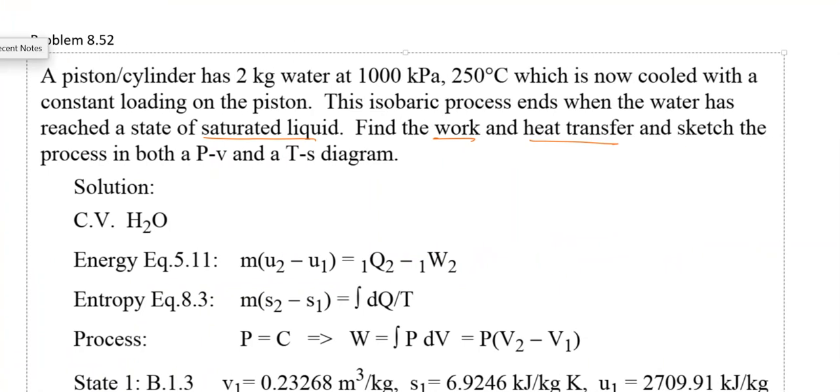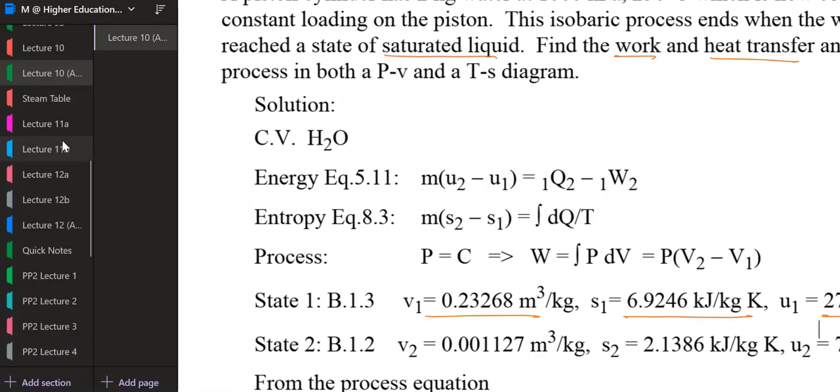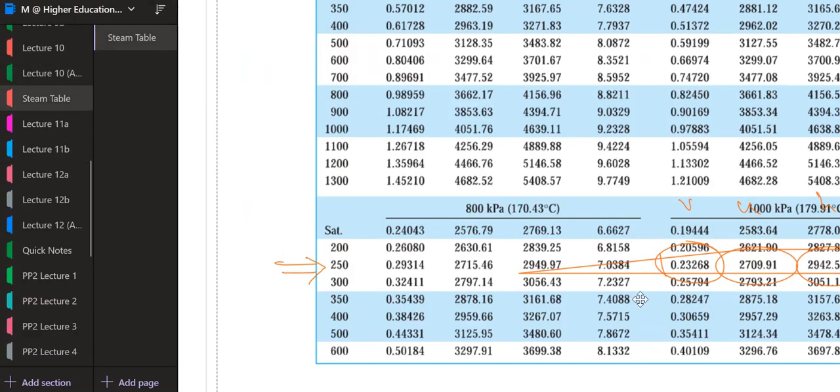So at state 1, we have got the volume from the steam table, which is this one. We have got the entropy from the steam table, which is this one, and the internal energy from the steam table, which is this one. Let me check it again. Yes, we have got 0.23268 for the volume, 2709.91 for the internal energy, and obviously the entropy and enthalpy as well.